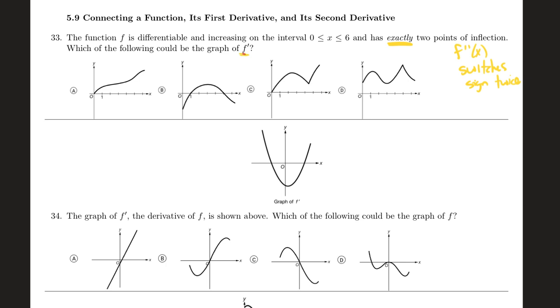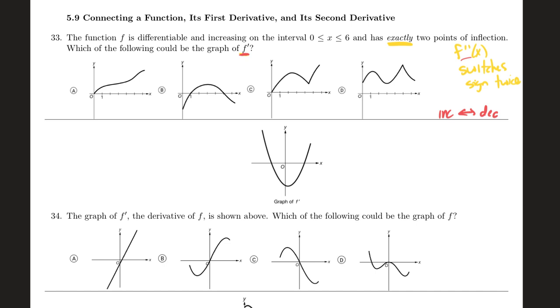Now we want to graph f prime. How is f double prime related to f prime? It's its own derivative. So what does it take for a derivative to switch sign? That means I go from increasing to decreasing or vice versa. So my graph of f prime should go from increasing to decreasing twice, which will cause the second derivative to switch sign twice, which gives me 2 points of inflection in the original.